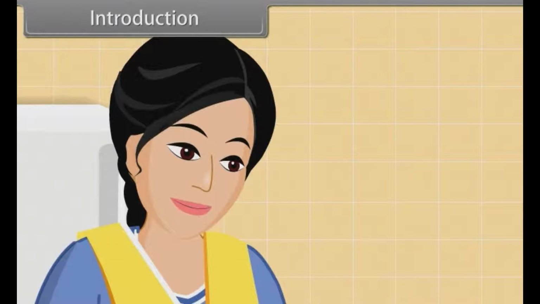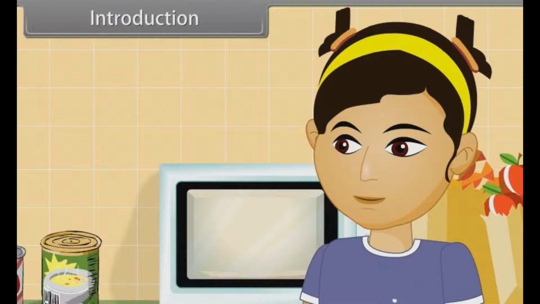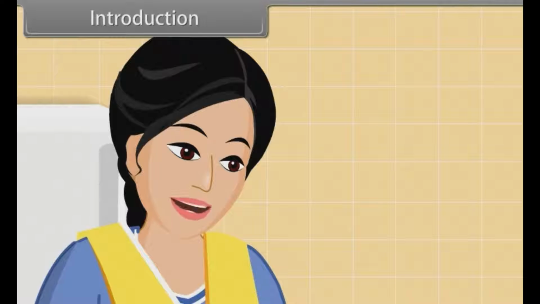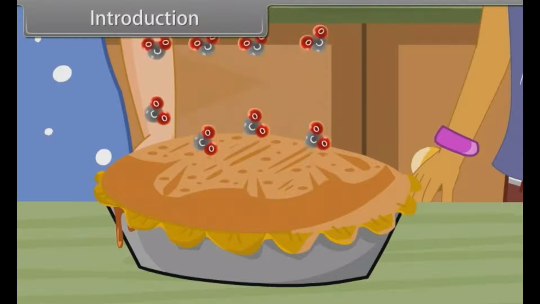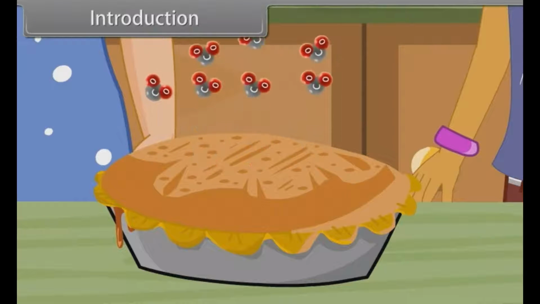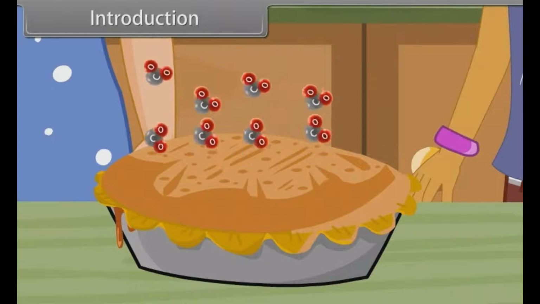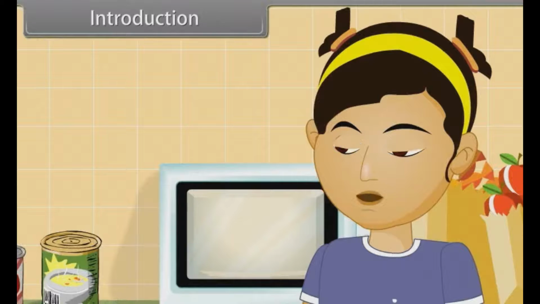Okay, I'll tell you. You know we add baking soda in the mixture? Yeah, then? When baking soda is heated, it produces carbon dioxide gas. The bubbles in the cake are due to the escape of carbon dioxide gas. It makes the cake light and fluffy. Okay, Mom, I got the answer to my question.